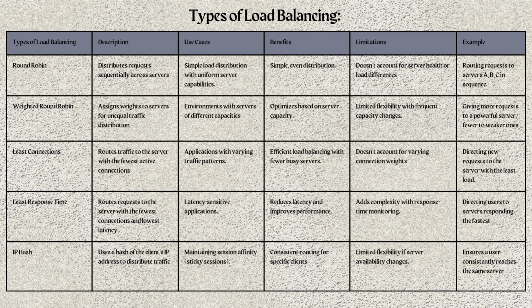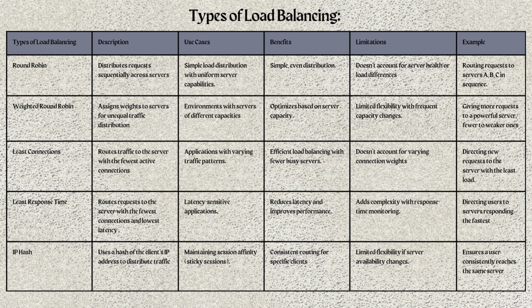Round robin load balancing. This distributes the requests sequentially across servers. This is simple load distribution on a set of servers with uniform capacities. This doesn't account for server health or load differences. This routes the requests in a sequence, like request 1 to server A, request 2 to server B, request 3 to server C, and request 4 to server A. It's a cyclic process that continues till all the requests are processed.